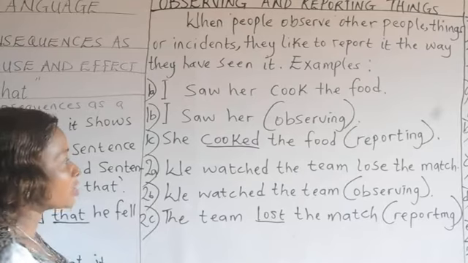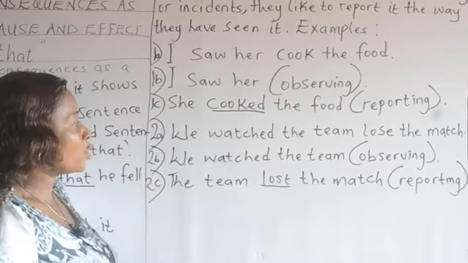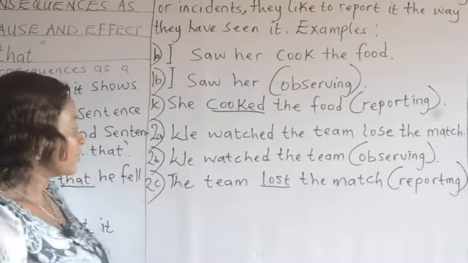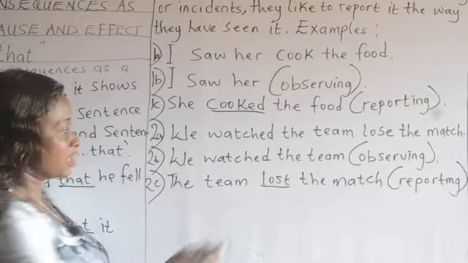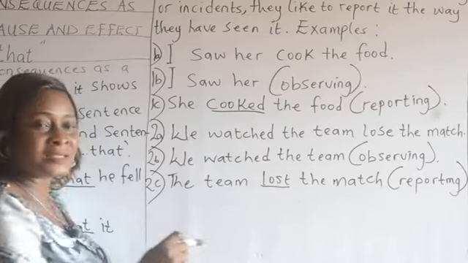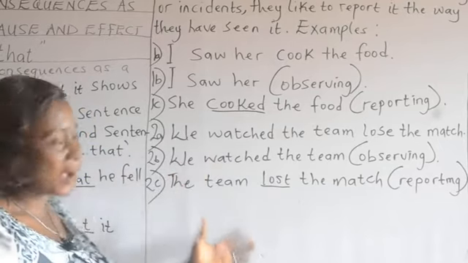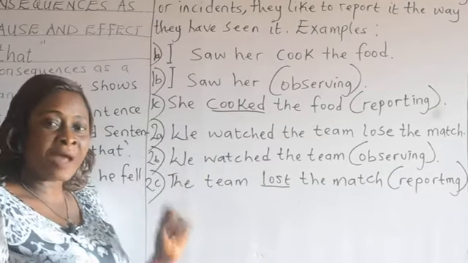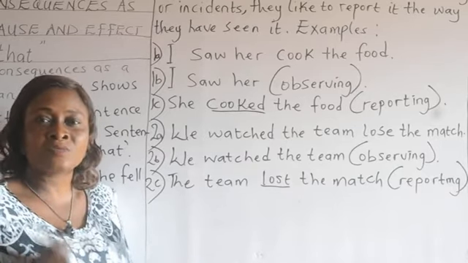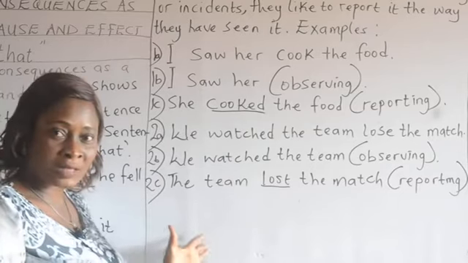2A, we watched the team lose the match. 2B, we watched the team, observing. 2C, the team lost the match. The verb became lost, the past tense. So please always take note of this. When you are writing the reporting part of a particular sentence, the verb, the action word, the doing word in that sentence is written in the past tense. Okay? I hope you understood this.